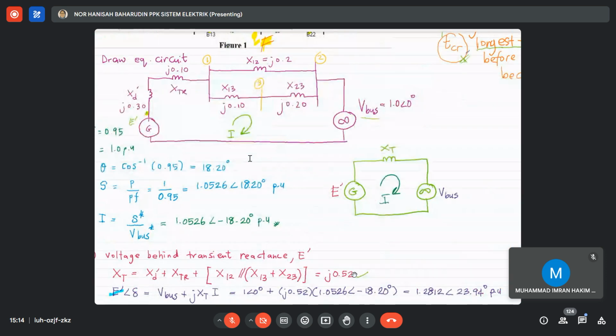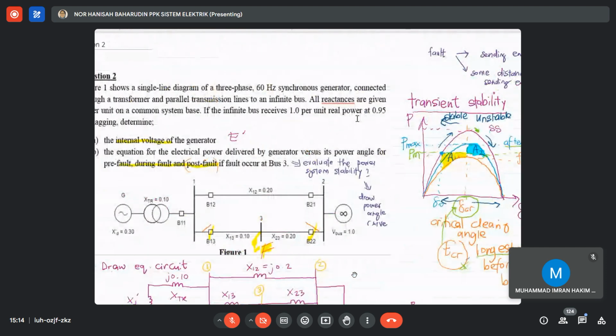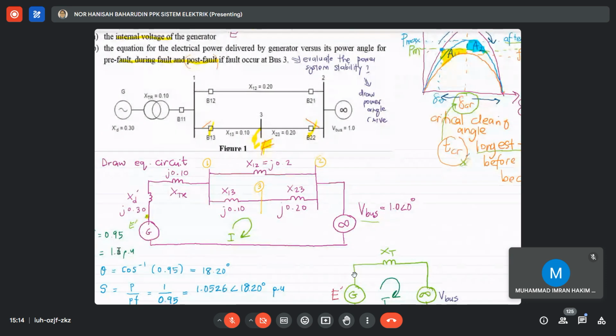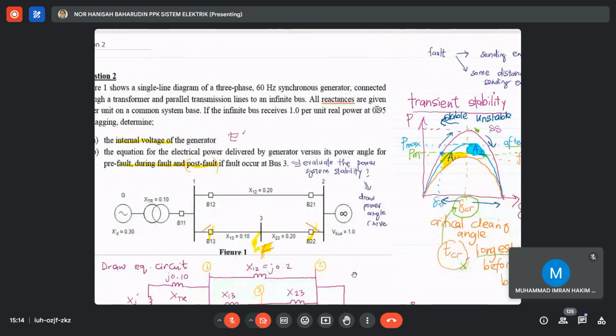Alright, so what is the power factor? 0.95. It is given in the question. So all reactances are given in per unit here. And if the infinite bus receives 1 per unit real power, which is PE equivalent to 1 per unit, and then the power factor is 0.95.